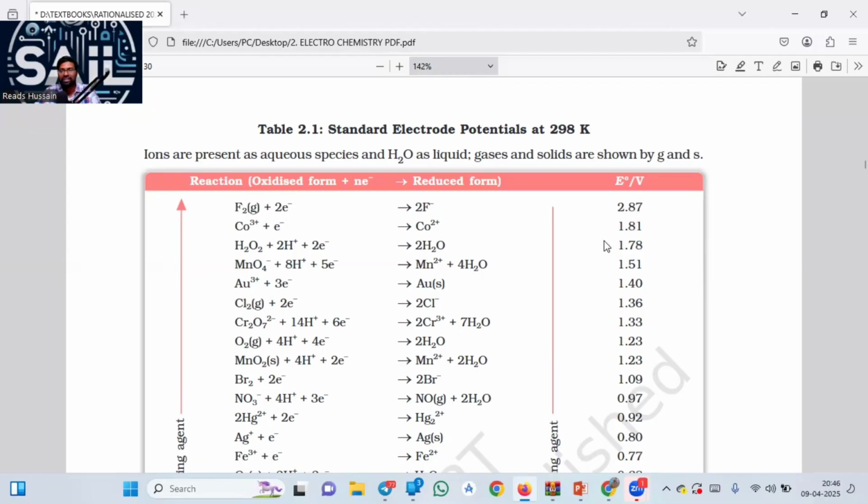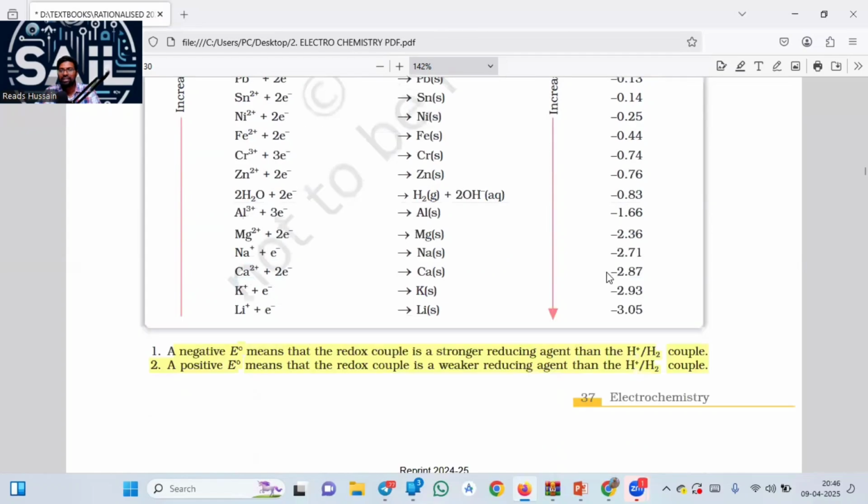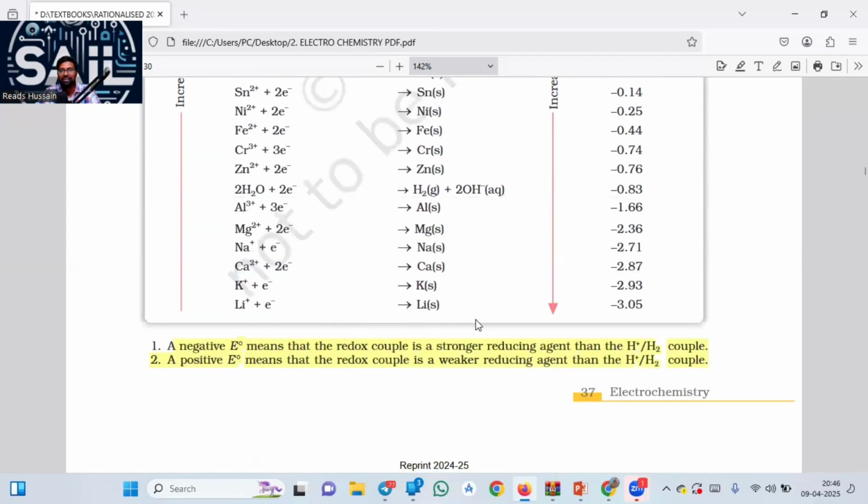All right. Next, if you come down, at the bottom of this series you can find lithium, whose value is the least among the given electrodes, minus 3.05. So the least reduction potential value is for lithium. So it is a strong reducing agent, the strongest reducing agent among all these elements given. So these two points you remember.